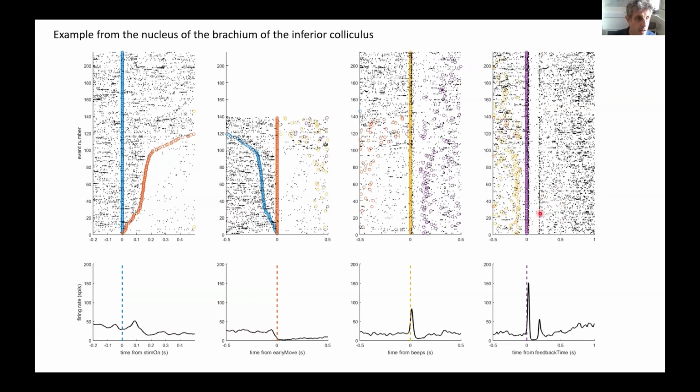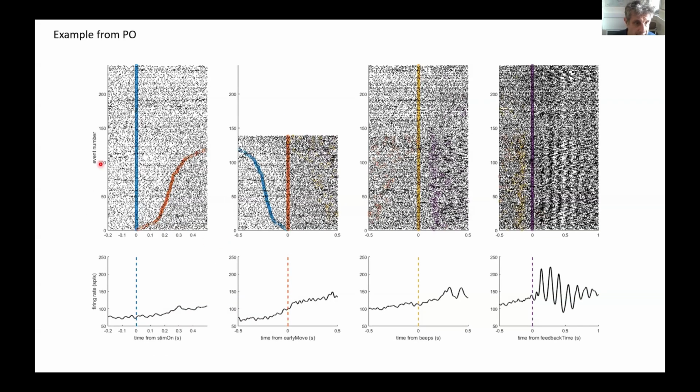Here's another example from PO thalamus. This is a higher order somatosensory thalamus. There's no response to the visual stimulus, not much of a response to the motor, although it does seem to be increasing slowly in activity around this time. So there's nothing really time-locked to the movement, but it seems to be ramping up its activity.